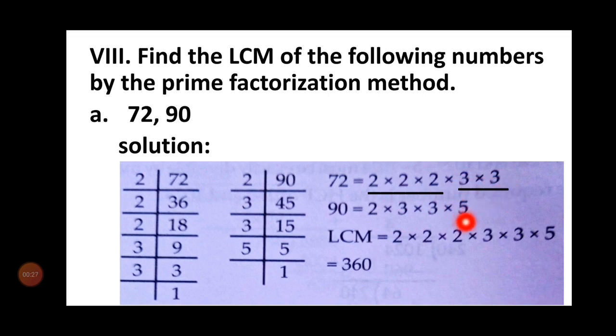Then go with the 5. Which number has the maximum number of 5's? 72 has no 5. 90 has only one 5. So underline only one 5. What we underlined here, all those things you have to take, write and multiply. So the LCM of 72 and 90 is equal to 360.